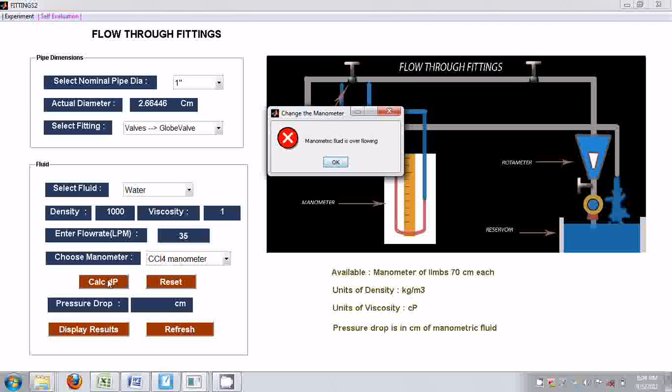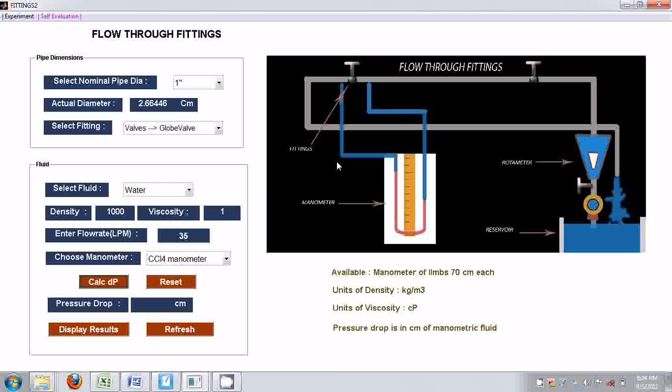Yeah, this is showing up some error. The manometric fluid is overflowing. At higher flow rates, this CCl4 liquid overflows and comes out of the manometer limbs. So this is the time for us to change it to Hg manometer. So change it to Hg manometer.